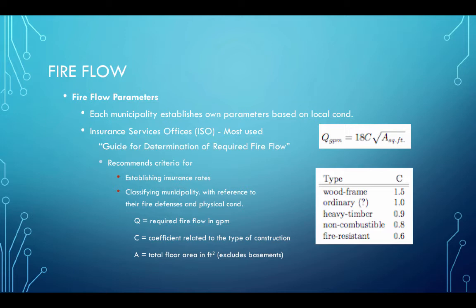It recommends these criteria for a couple of reasons. One, to establish insurance rates, and secondly, classifying a municipality with reference to fire defenses and physical conditions. An example of a formula that might come out of an ISO document is shown here in the slide, where Q in gallons per minute is equal to 18 times a constant times the square root of the floor area in square feet. And then the constants vary depending on what type of structure it is: wood frame, ordinary, fire resistant, and so forth.